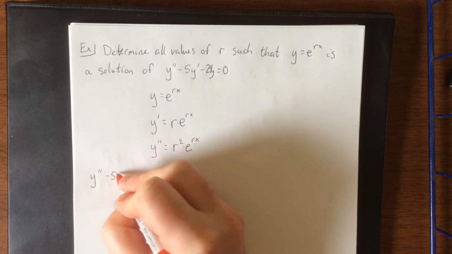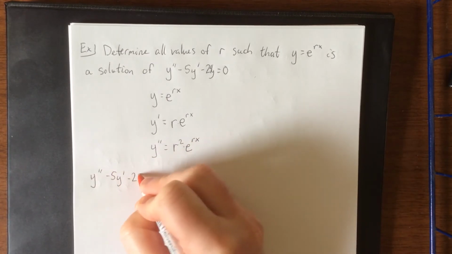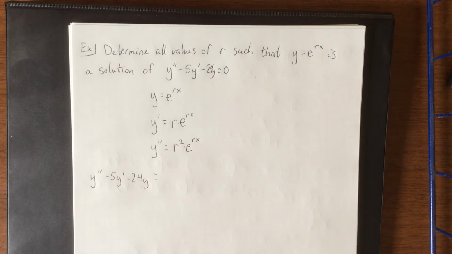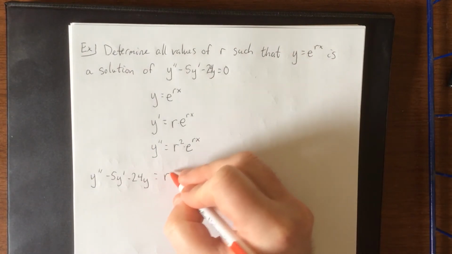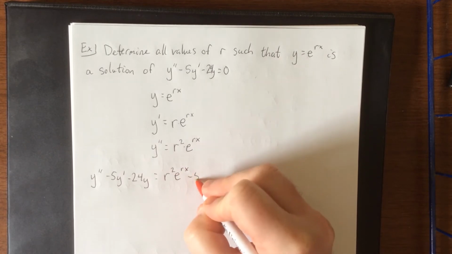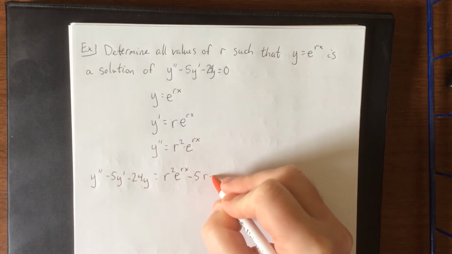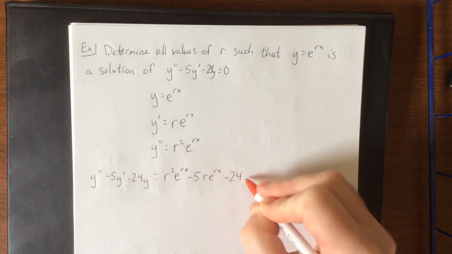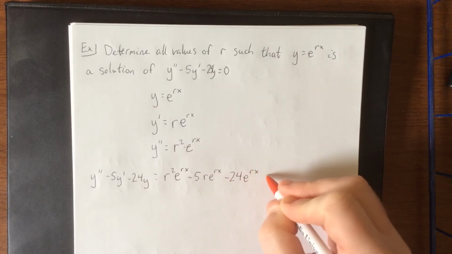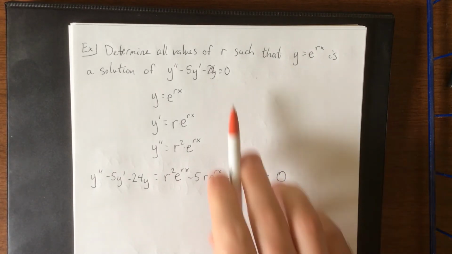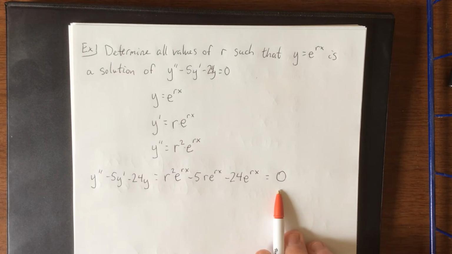Now if I take all of these and I plug them into the original differential equation, I will wind up with the following: y double prime, r squared times e raised to the rx, minus 5 times y prime, which is r e to the rx, minus 24 times the original function e raised to the rx power. And the original differential equation has this all being equal to 0.